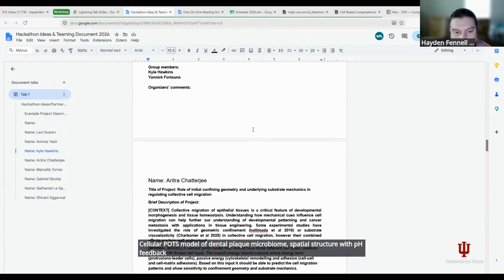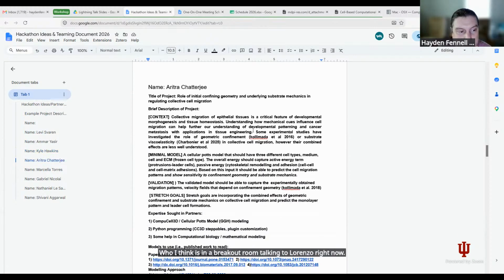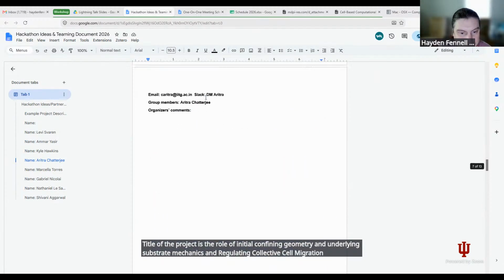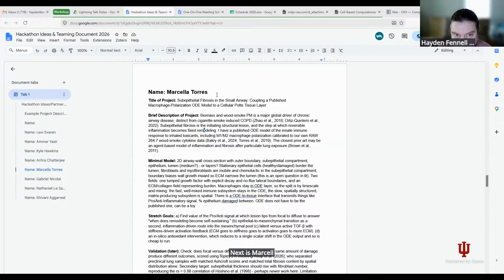I think is in a breakout room talking to Lorenzo right now. Aritra Chatterjee. Title of the project is The Role of Initial Confining Geometry and Underlying Substrate Mechanics and Regulating Collective Cell Migration. Next is Marcella Torres, modeling subepithelial fibrosis in the small airway.